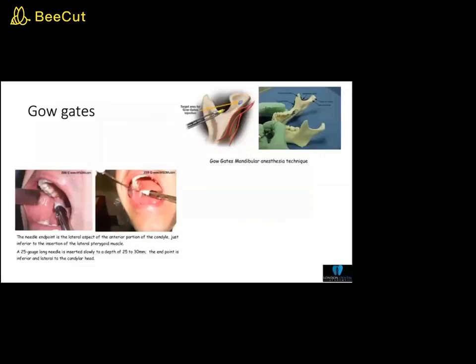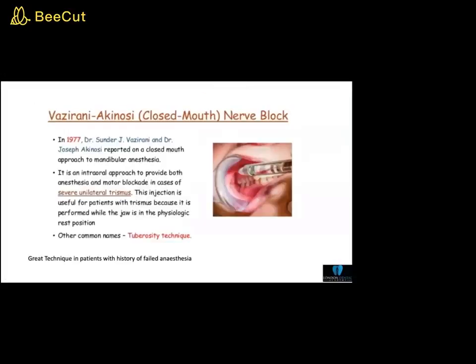The Gow-Gates, again, it's very similar to the Akinosi. I'm not going to talk too much about the Gow-Gates, but this is all stuff you can get online. And the needle endpoint is the lateral aspect of the anterior portion of the condyle. So if you look at the picture on the top right, it kind of shows you where to go. But what I want to talk about more is what they call the Vazirani-Akinosi. I've more heard of it called Akinosi.